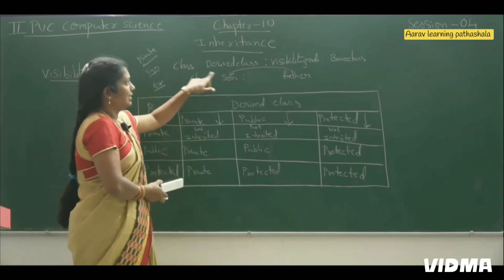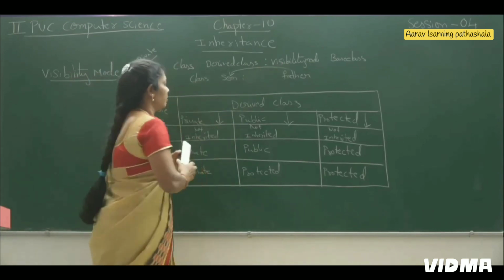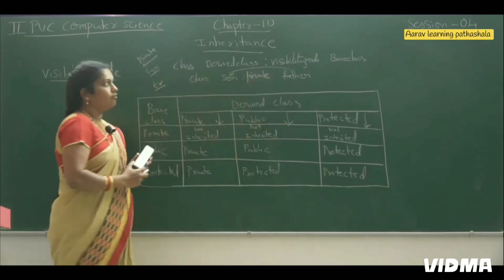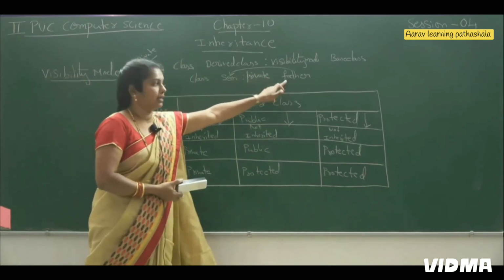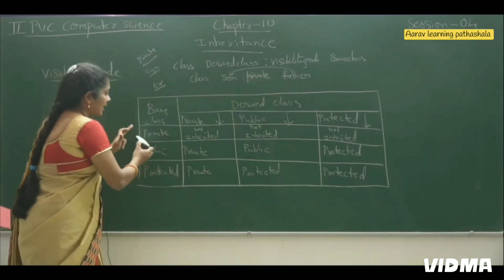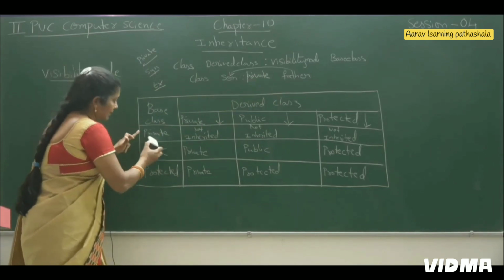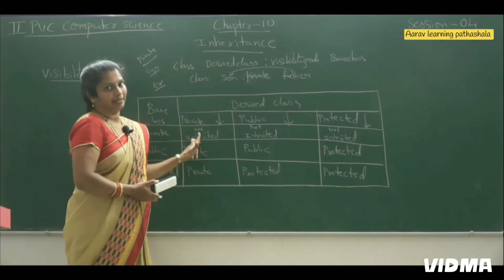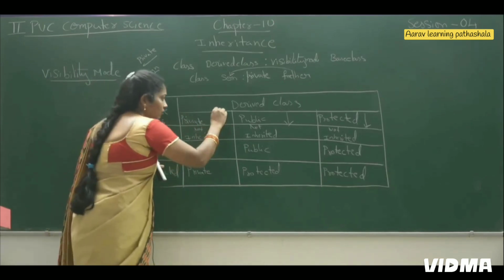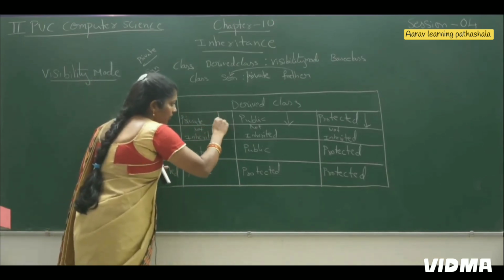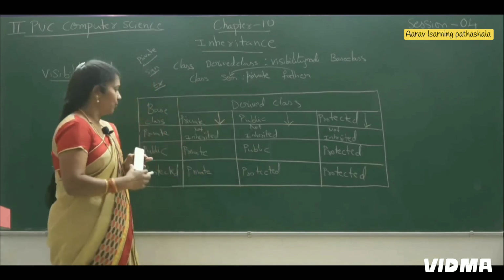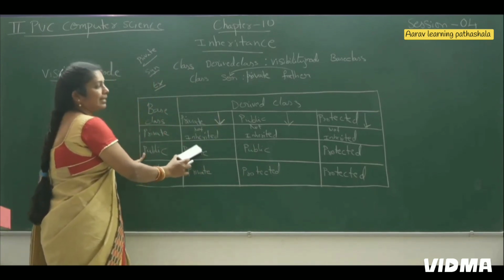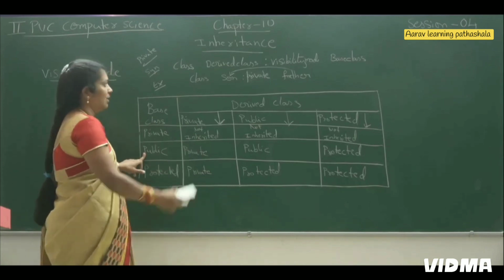See, class, derived class, and in the place of visibility mode, write private, then further. It means that if the base class members are private, in the derived class also, they are not inherited. Now is it clear? And for private, while explaining, you have to explain column wise. Then it will be easy for you. Public members of the base class become private in the derived class.